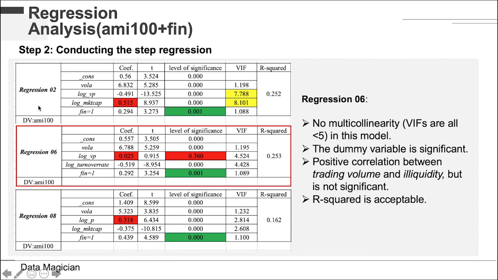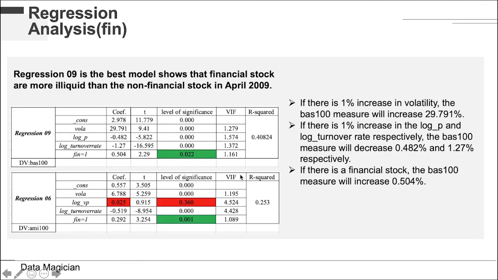Finally, we find the following 3 regressions, and we will choose regression 6 to be the optimal regression of Army 100 because it has the highest R-squared and has no multicollinearity. To find out what is the best model with the dummy variable, we compare the above optimal regressions. We will see that the R-squared of the BS100 best model is higher than that of Army 100. Besides, all the variables in BS100 are significant, so BS100 might be a better dependent variable. According to the above regression, we can conclude that the financial stocks are more illiquid than the non-financial stocks in April 2009.